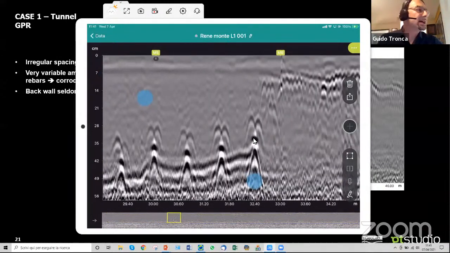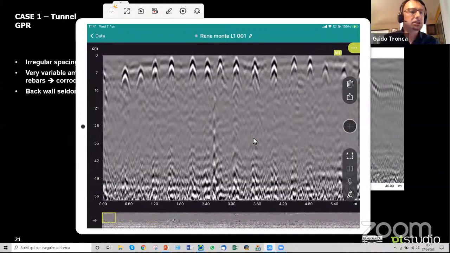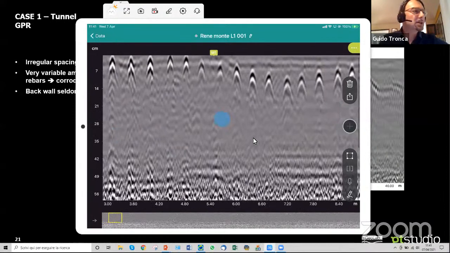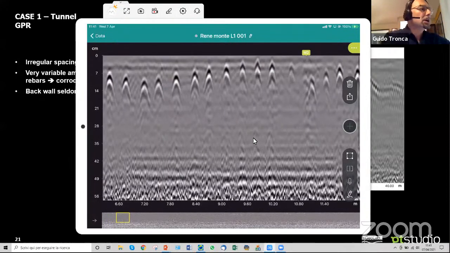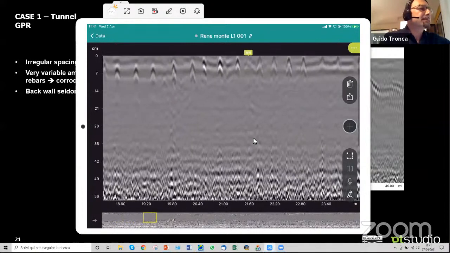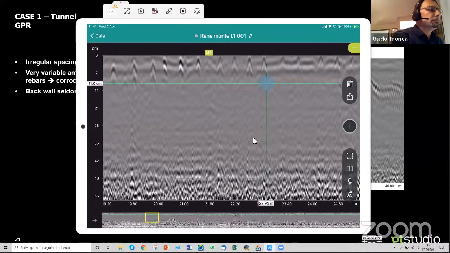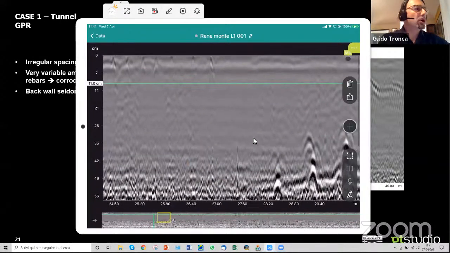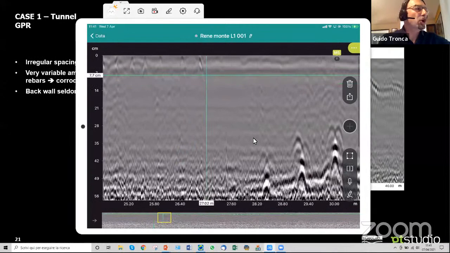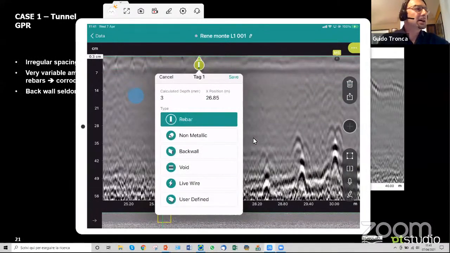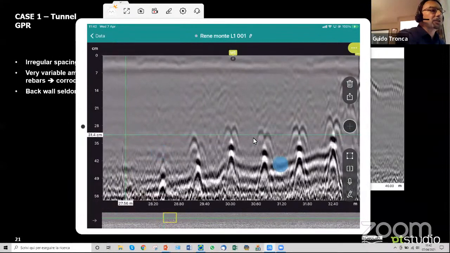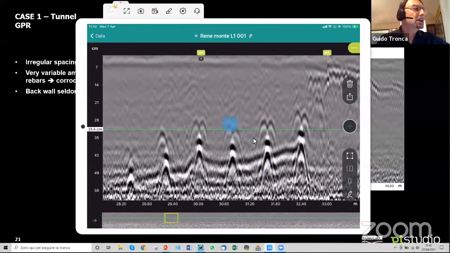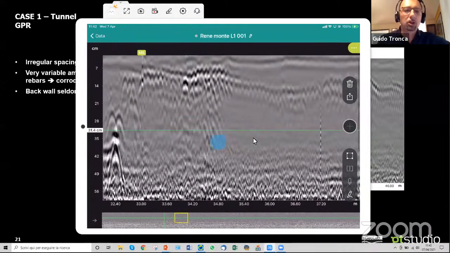First of all, zooming in, I can immediately appreciate how there is a very heterogeneous reinforcement, both in terms of cover, we'll see going on, then in spacing, I'm pretty sure. Okay, well, at some point, somebody changed their mind, so no more shallow reinforcement, but only deep reinforcement and total lack of shallow reinforcement in some of the segments. Then other areas with very variable cover.